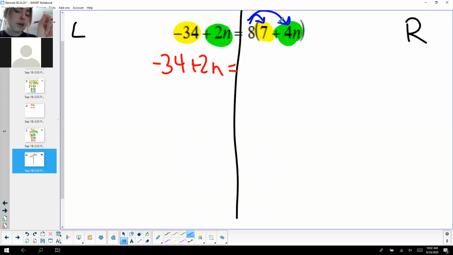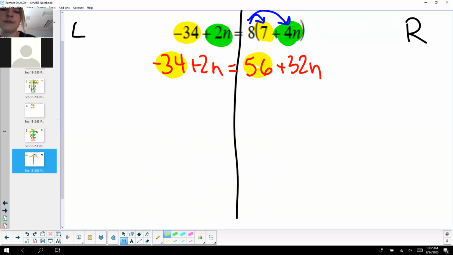Remember, whenever you see a number right in front, you're multiplying it to those terms within the parentheses. So I'm going to take 8 times 7. It's going to give you 56. And then 8 times 4n. So what is 8 times 4? So we've got 32n.